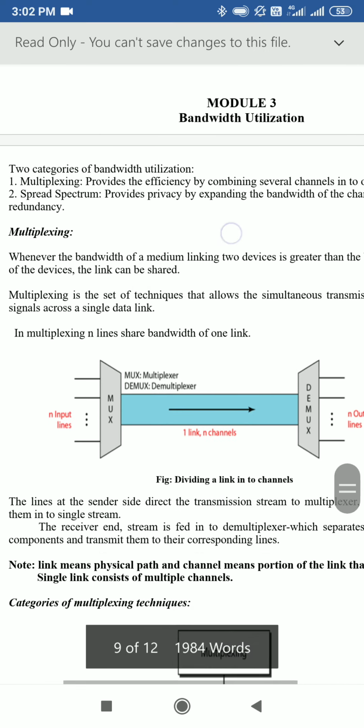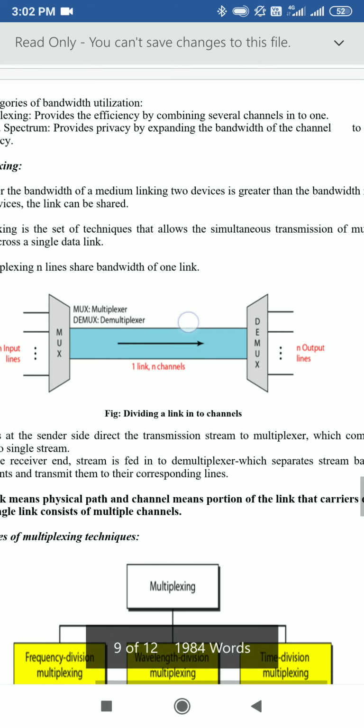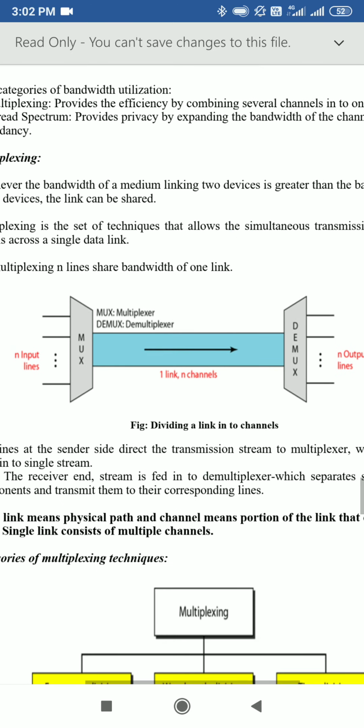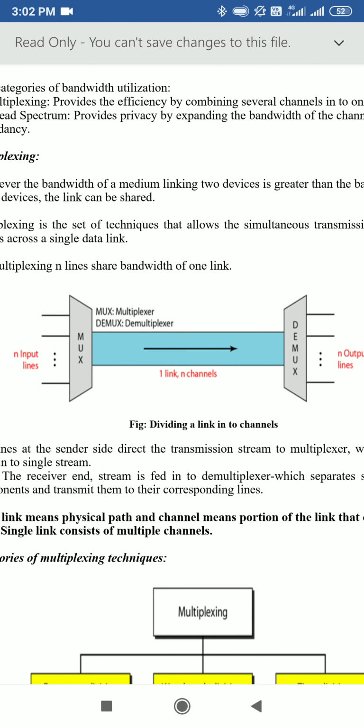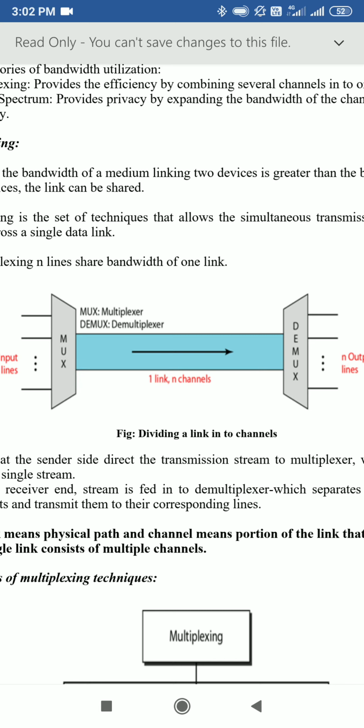Now let us see about multiplexing. We can define multiplexing as a technique that combines various input streams into a single stream and transmits it over one link. Here we have the diagram regarding multiplexing. This is multiplexing at the sender side and we have demultiplexing at the receiver side.